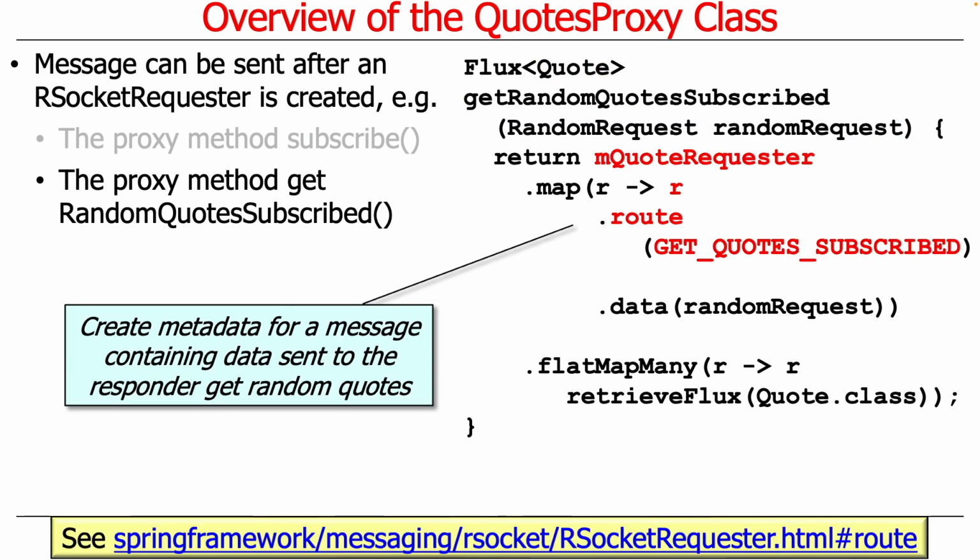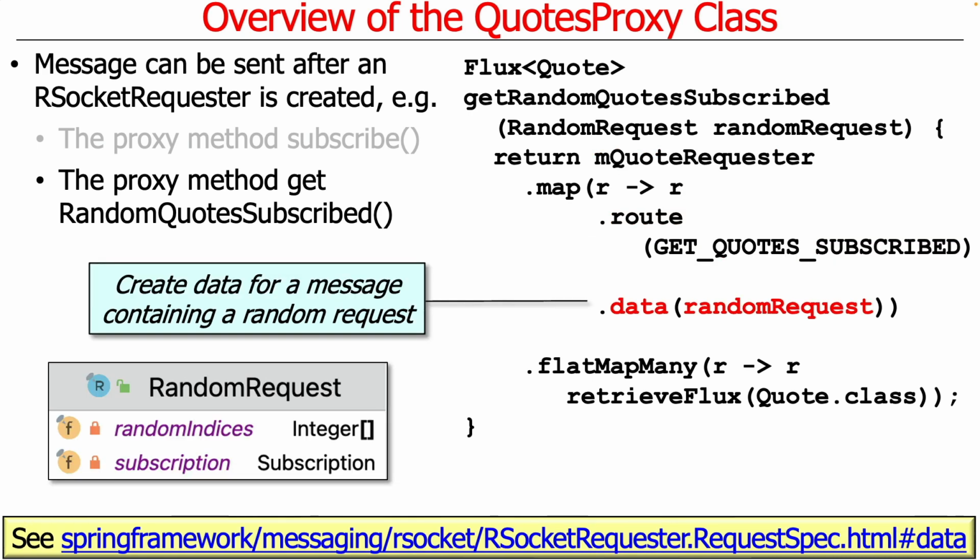And so we make the metadata to do this. The metadata says, get me the quote subscribed message. And here is the random request. And random request, as you saw before, is just a record that contains a random array of random indices and a subscription that we've validated. So those are the things we need to do this. And remember, the reason we have to make this a random request record is you can only pass one data item to a message in RSocket. So we have to consolidate them inside of a record or a class.